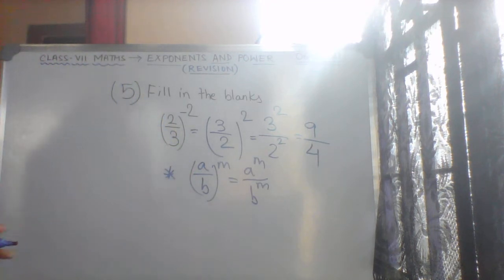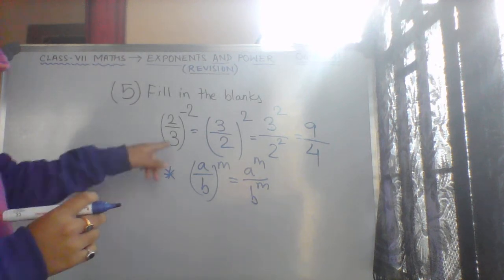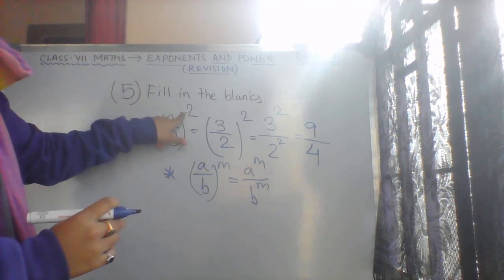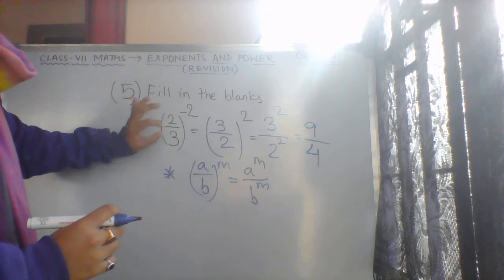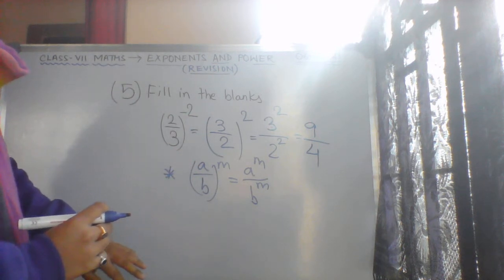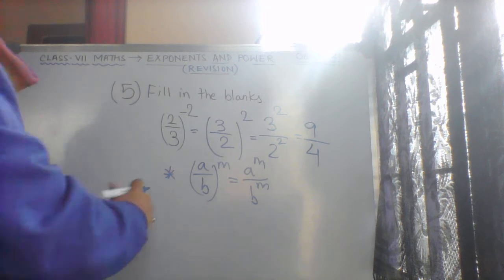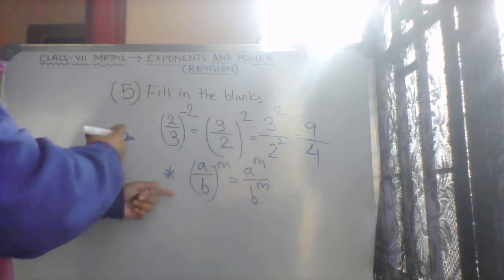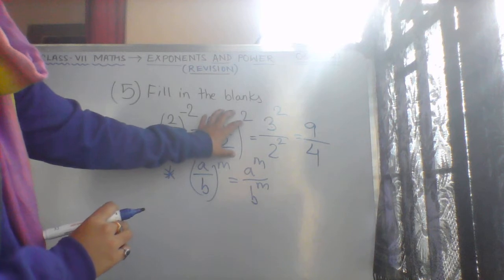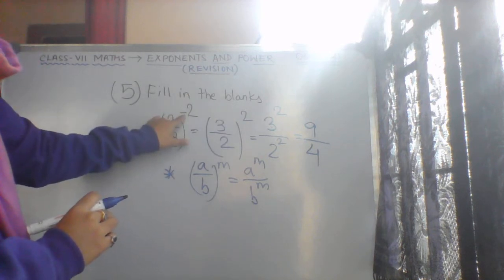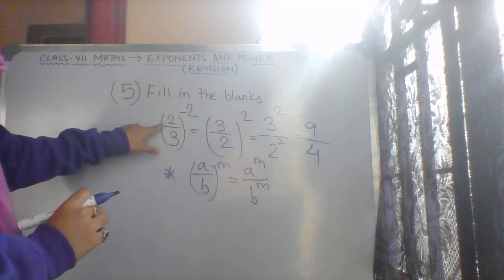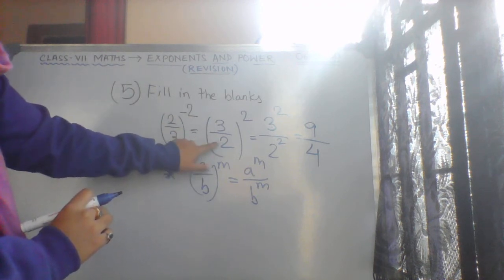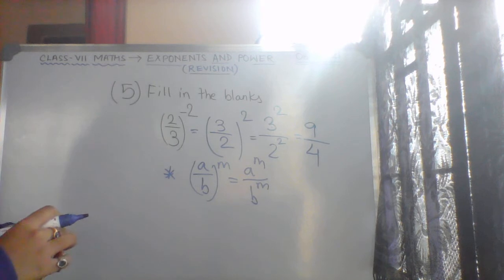So here we have applied two things. First of all, we changed this sign. Whenever we change the sign, the base gets reciprocal. Similarly, if you want to change back into a negative exponent, the inside part will get reciprocal. You see, it is 3 by 2 here, it is becoming 2 by 3 now.